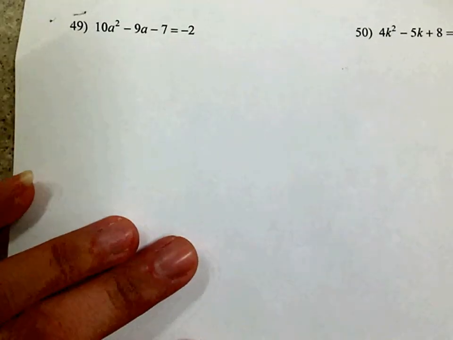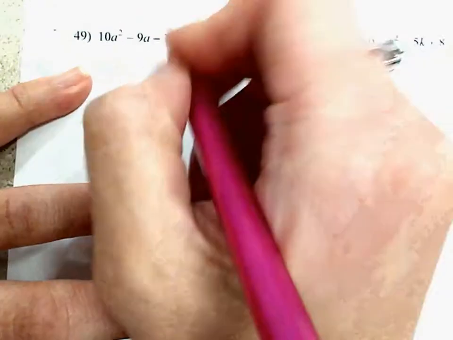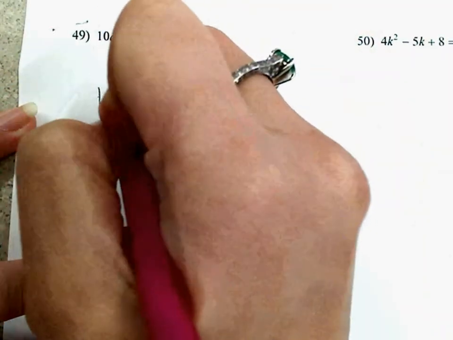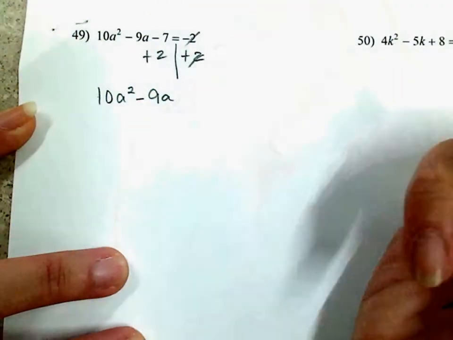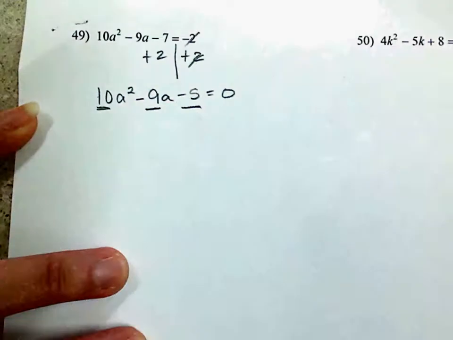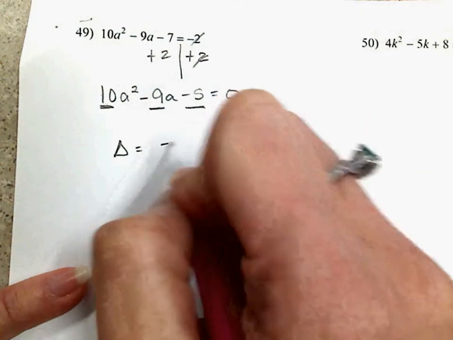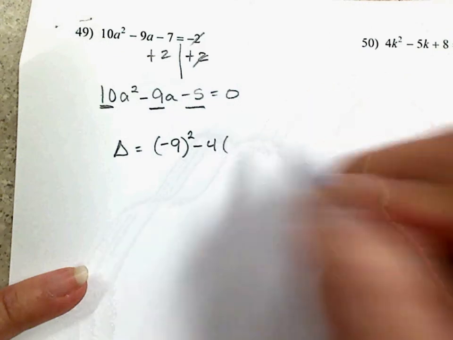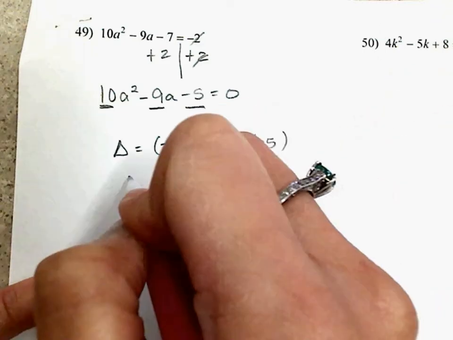All right. On 49, what do we want to move first? Plus 2. Wow, you're doing so good today. So 10a squared minus 9a. Now what? What's next? Negative 5. Good. A, B, C. Right? Okay, your delta. So, what's your B? Negative 9. Make sure you put that in parentheses, okay? If you don't, it won't be right. Minus 4 times 10 times C, negative 5. Okay?